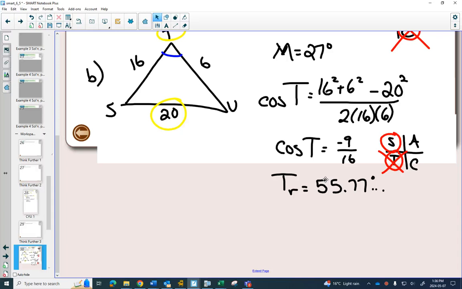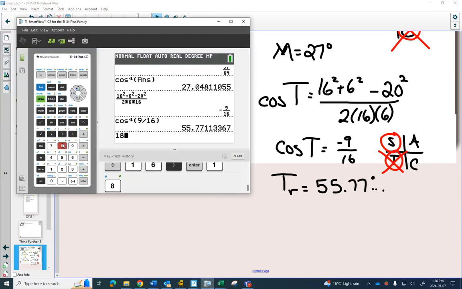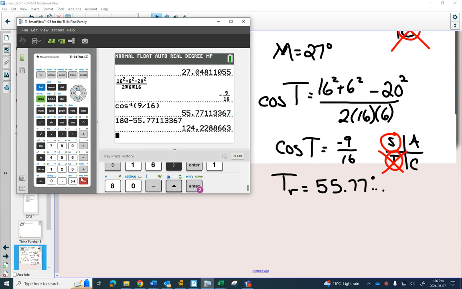Then how would I find the one in quadrant 2? Does it make sense that 180 would be too far? I'd have to subtract my reference angle. And I get 124 degrees.